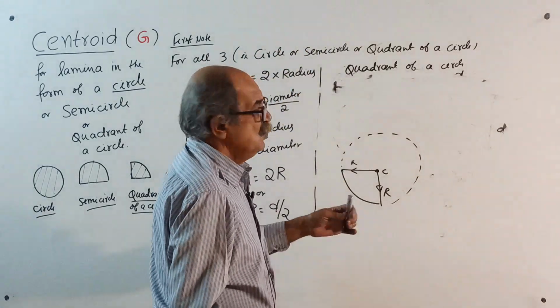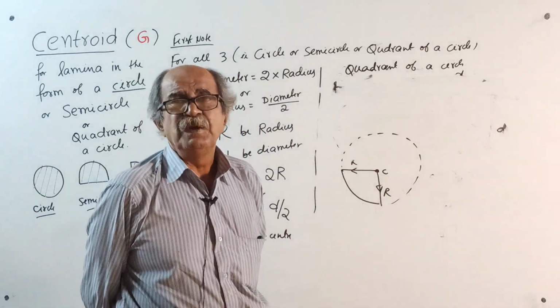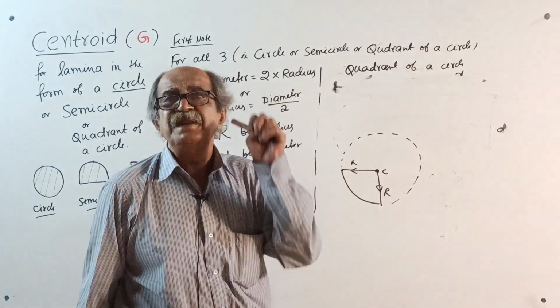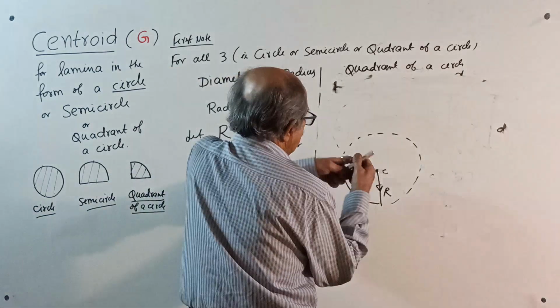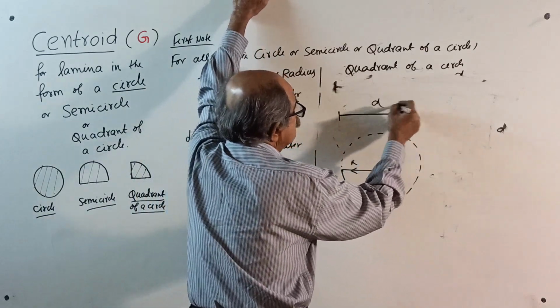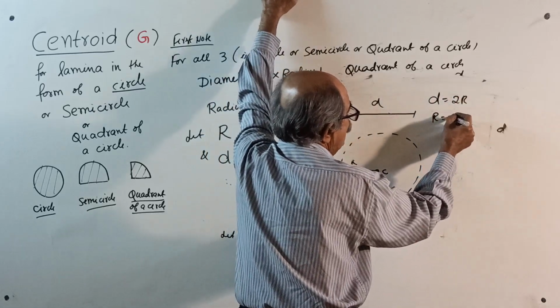So, quadrant of a circle: radius visible, diameter is not visible, but you can imagine it. Even then, when you imagine the diameter, this is diameter. Here also, diameter equals 2 times radius, or radius equals diameter by 2.